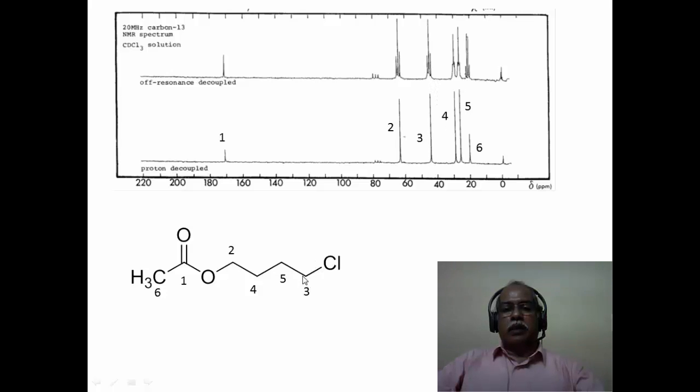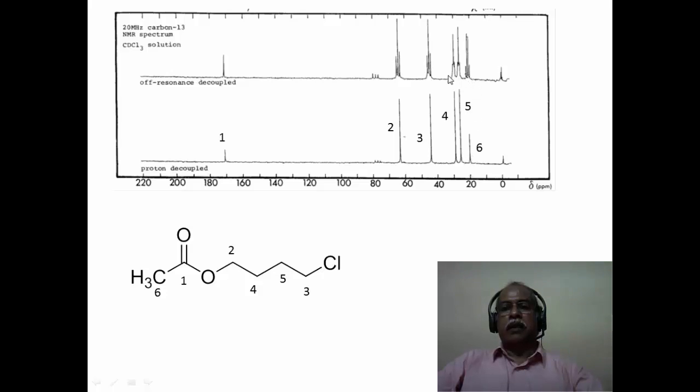So number 2 and number 3 are taken care of in the spectrum corresponding to an OCH2 and a CH2Cl in this particular case. Number 4 and 5 carbons come at a lower delta value because they are attached to only a carbon, not to an electronegative element. So they come in the region between 25 to 30. Finally, carbon number 6, which is a terminal CH3, comes around 20 ppm, which is a quartet.